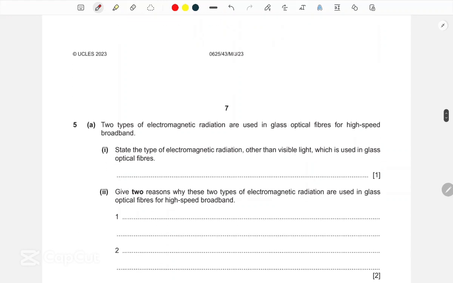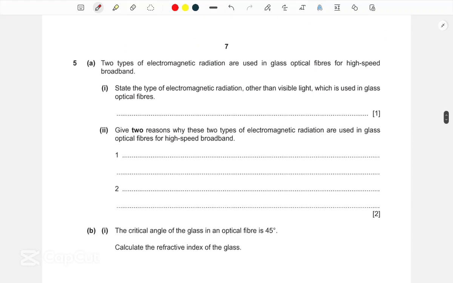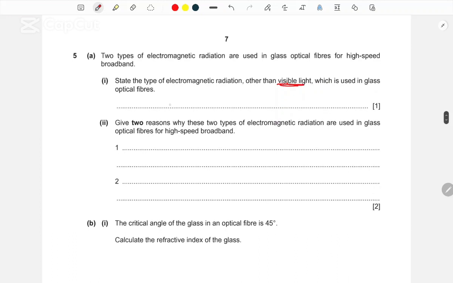We move on to the next one, number 5. Two types of electromagnetic radiation are used in glass optical fibers for high-speed broadband. State the type of electromagnetic radiation other than visible light. So they've mentioned one of them, which is used in glass optic fibers. The other one is going to be infrared.